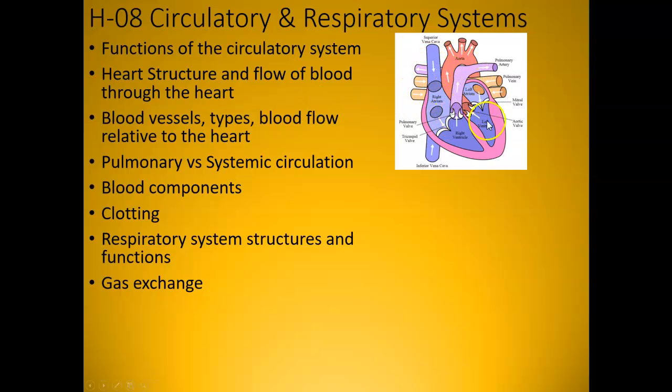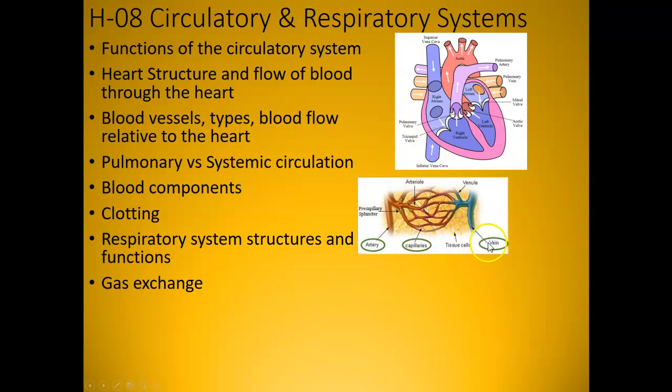We talked about the structure of the heart with the 4 chambers: right atrium, right ventricle, left atrium, left ventricle. We want to know the flow of blood as it goes through, right? Heart, lungs, back to heart, back to body. Blood vessels, we talked about arteries, capillaries, veins, and blood flow relative to the heart.